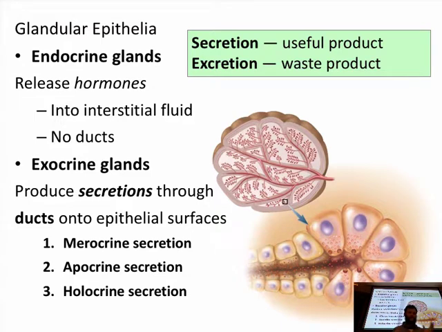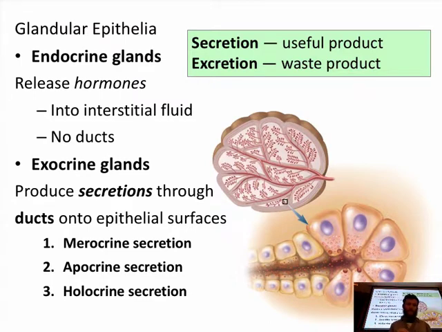So I've already said this. Endocrine glands are going to release their cellular components, their secretions, or I guess the word is hormone, because endocrine glands all make hormones. That hormone is going to get released into the interstitial fluid, which is then going to be absorbed into the bloodstream. So I said it went directly into the bloodstream. That was a simplification. It gets released into the interstitial fluid that surrounds a cell, and then that gets taken up into the bloodstream. There are no ducts in endocrine glands.